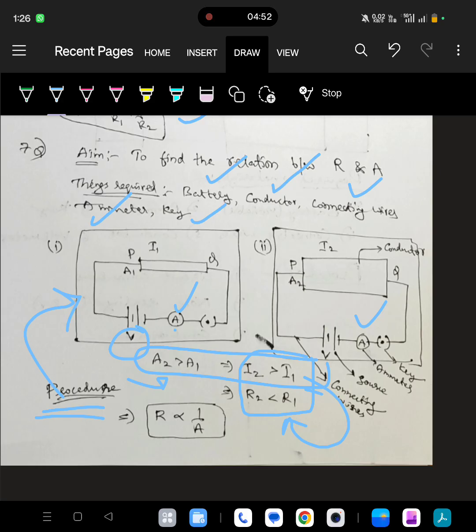Here in the first case I noted the current strength values. For area of cross section A1, the current value I noted is I1. For area of cross section A2, I noted the current reading as I2. Now, as the area of cross section is increasing, current values are also increasing. A2 greater than A1 implies I2 greater than I1.